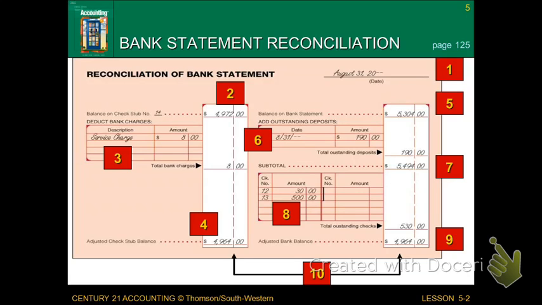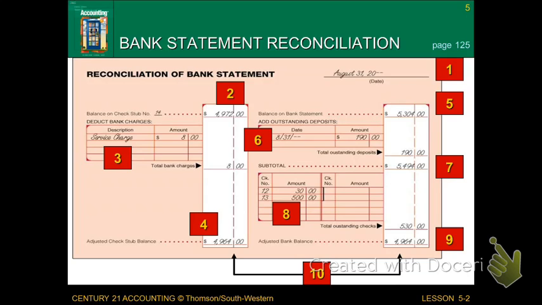Beneath that, it says adjusted bank balance. What you would do is take your subtotal, which in this case is $5,494, subtract your outstanding checks of $530, and that gives you an adjusted bank balance of $4,964. What you'll notice is that the balance on the left side of our form, which is $4,964, matches the balance on the right side of the form. So our check stub balance is now in agreement. It's balanced with the balance on our bank statement. And that is exactly what you want to have happen at the end of the month.